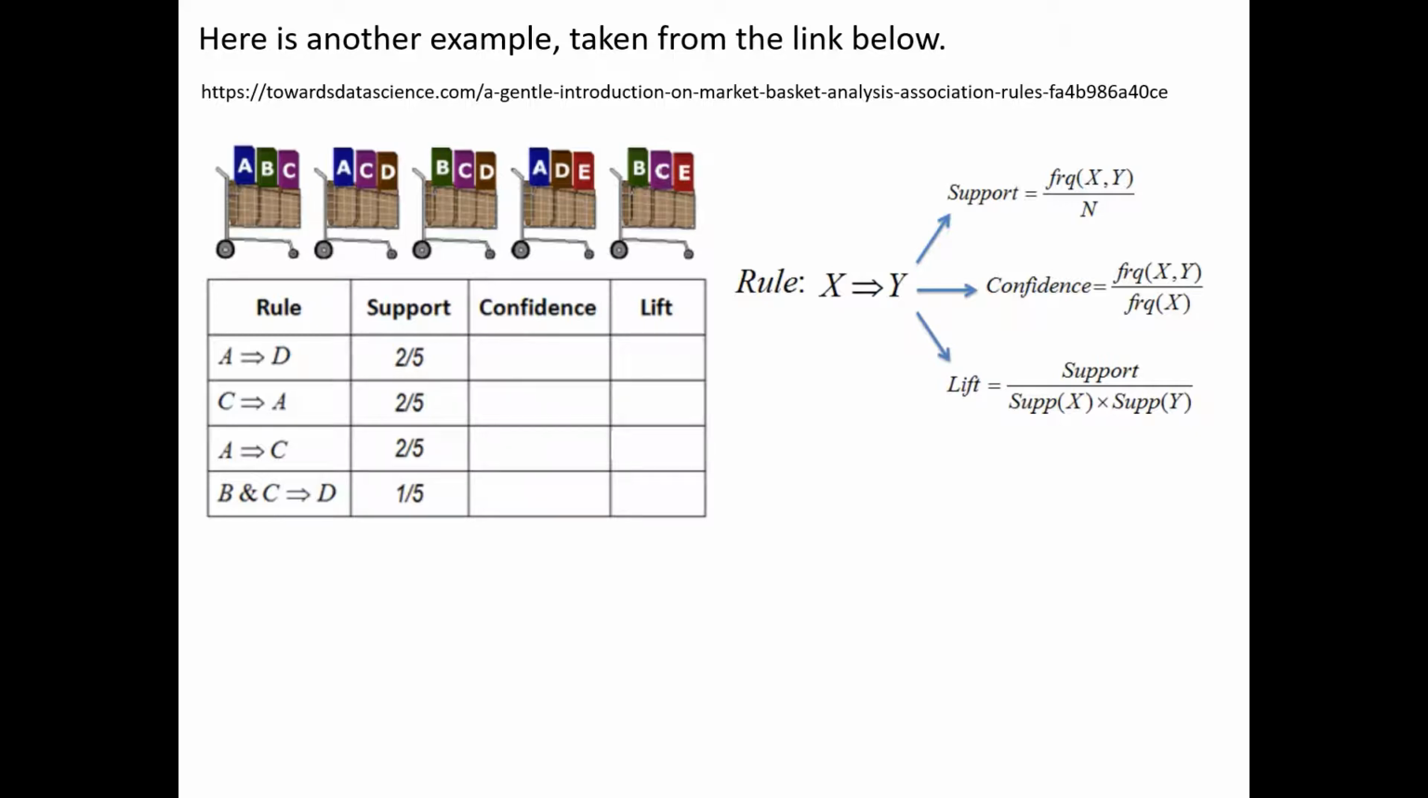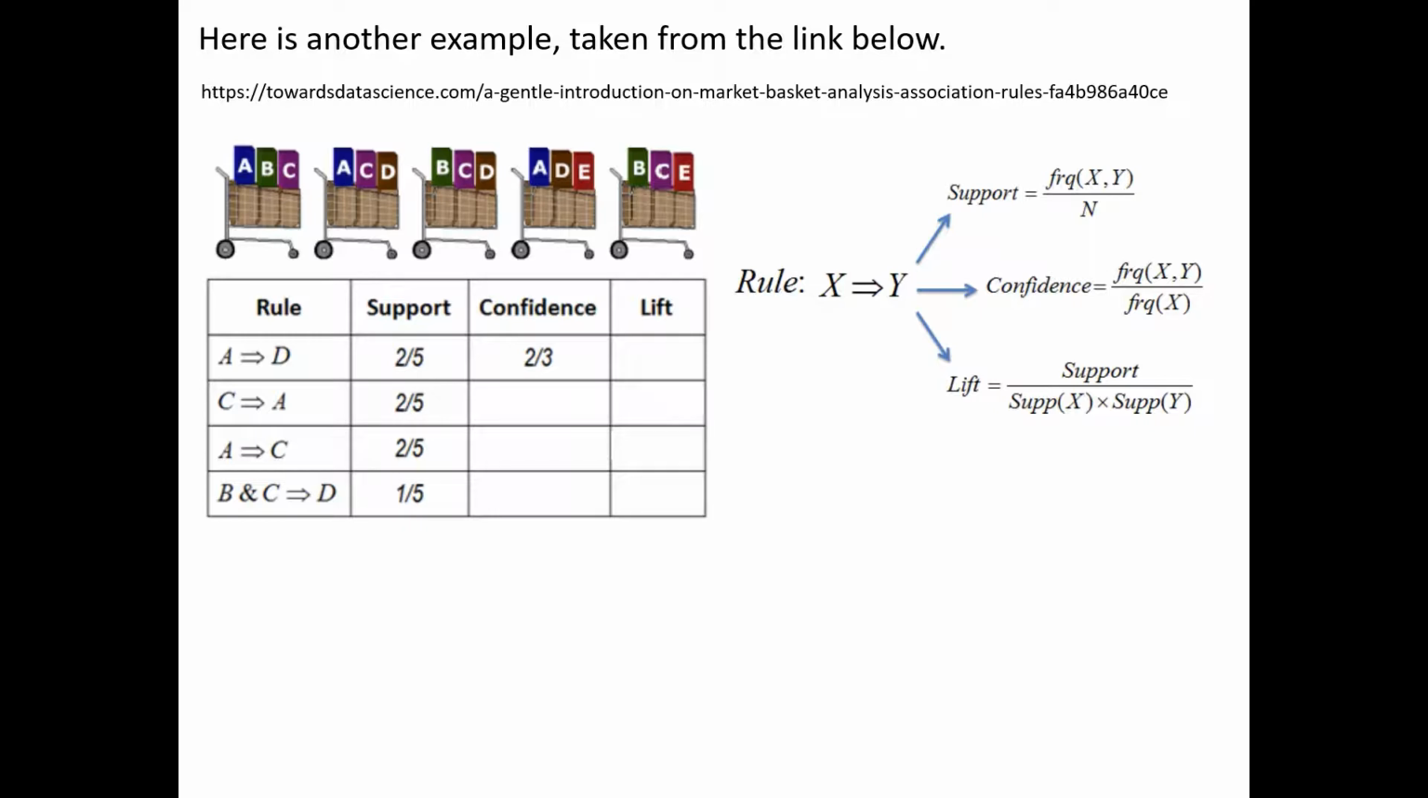So for the confidence for this first one, D given A, we would look for how many have D and A. There are 2 of those, and then we divide by how many just have the A. The denominator for the confidence is how many have the first one mentioned. So there are 3 baskets that have A in there.